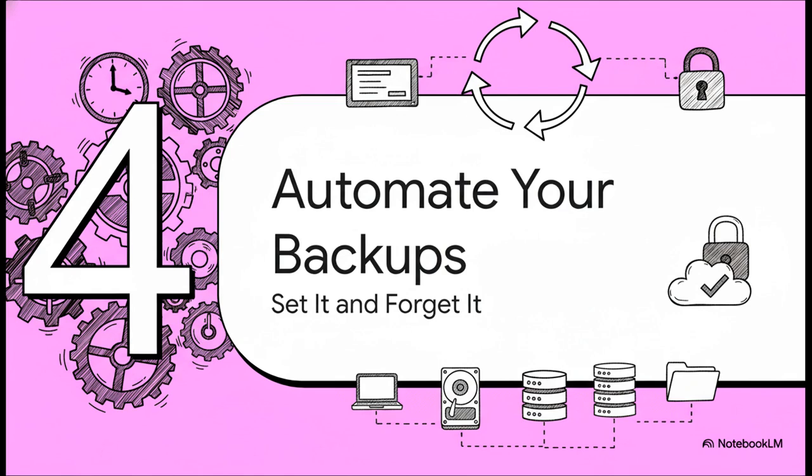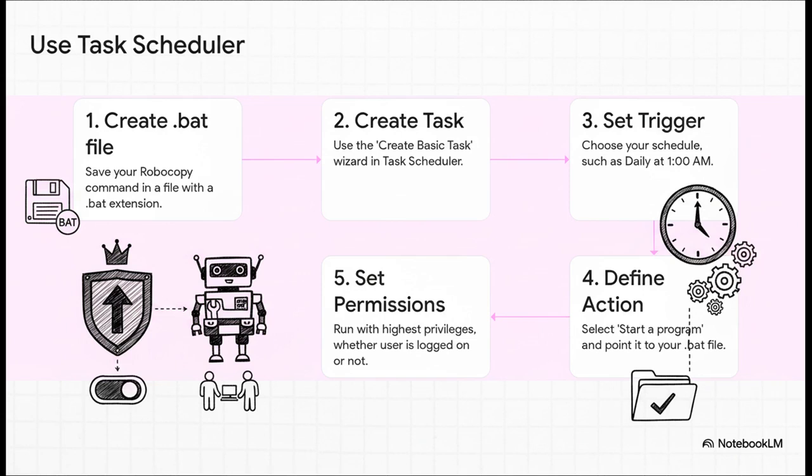Look, a great command is one thing, but a great command that runs itself every single night while you're asleep, that's even better. Let's talk about how to automate this so you can just set it and forget it. And it's actually really easy using the Windows Task Scheduler. First, you just save your finished Robocopy command into a plain text file, but you name it with a .bat extension. Then you open up Task Scheduler, create a new task, and set your schedule, say every morning at 1 a.m. For the action, you just point it to that .bat file you made.